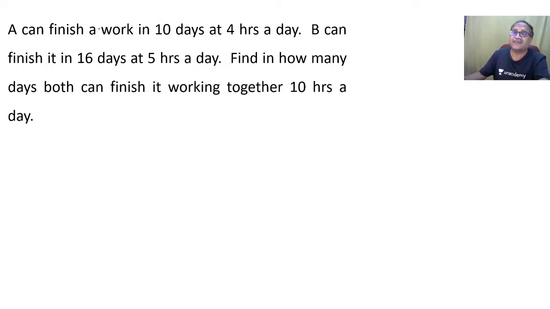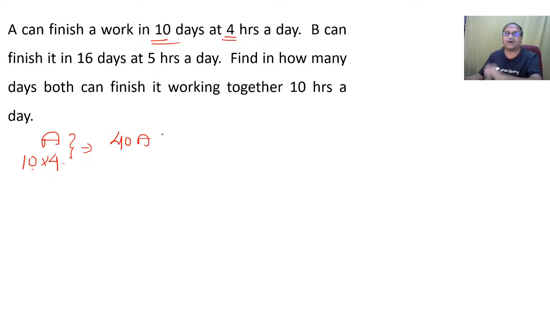It says that A can finish the work in 10 days working 4 hours a day. See the way I am writing it. 10 days working 4 hours a day. 10 into 4 I wrote. That is day-hours. The same way I will write this: 10 into 4, that is 40 day-hours. Day-hours, which is common.